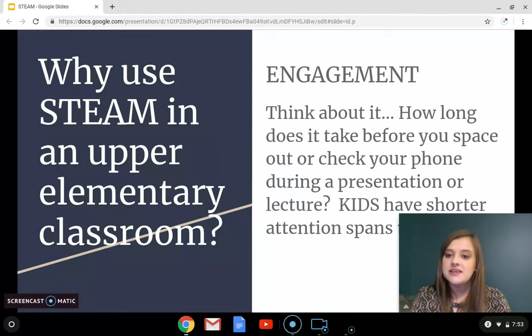I always like to use the analogy, think about it. How long does it take before you space out or check your phone during a presentation or lecture? Kids have much shorter attention spans than we do as adults. And we have to remember that even though upper elementary kids are older, they're definitely still kids. In the classroom, it's supposed to be engaging and loud and active, and STEAM is just such a great way to incorporate that. Students love STEAM lessons. It's super engaging and very real world, and it's something that grabs their attention very quickly.